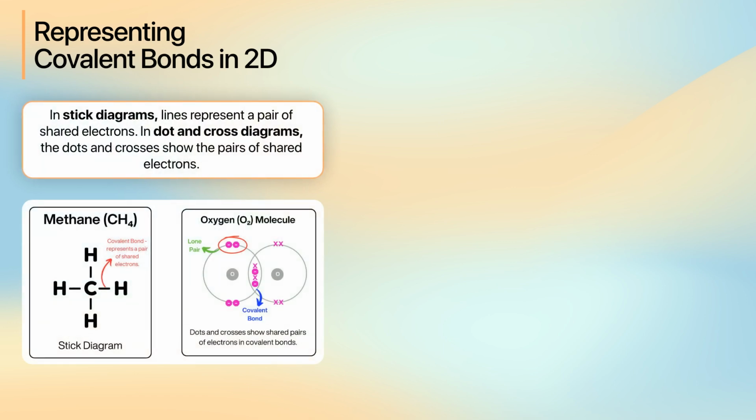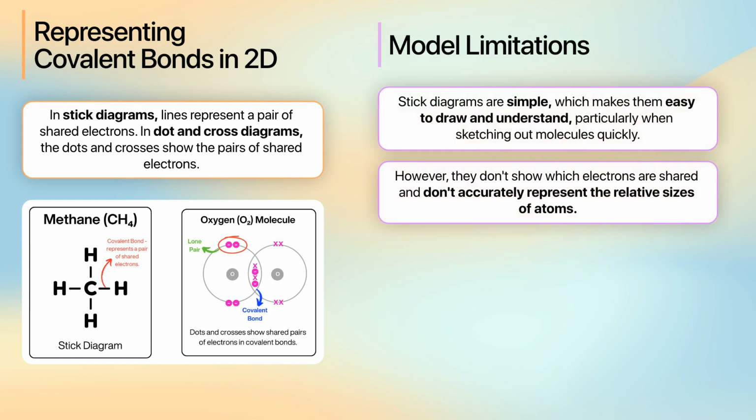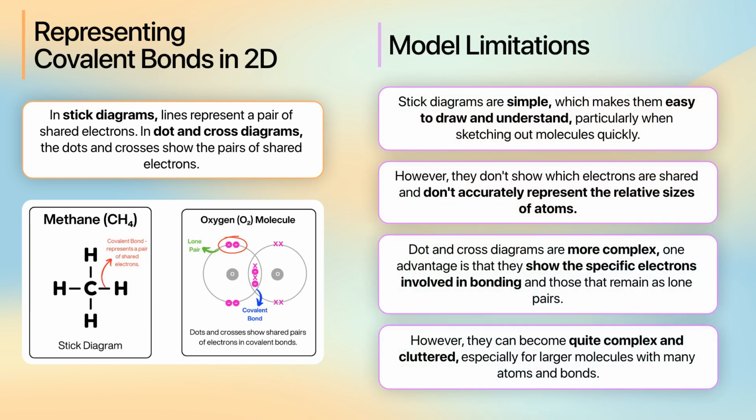In today's lesson, we delved into two-dimensional representation and recognition of covalently bonded substances using diagrammatic methods. We explored stick diagrams, where lines represent shared electron pairs. We then looked at dot and cross diagrams, which use dots and crosses to show shared pairs of electrons in covalent bonds. Throughout the lesson, we emphasized the strengths and limitations of each diagram type, and in our next lesson, we will look at more ways to represent covalent structures.